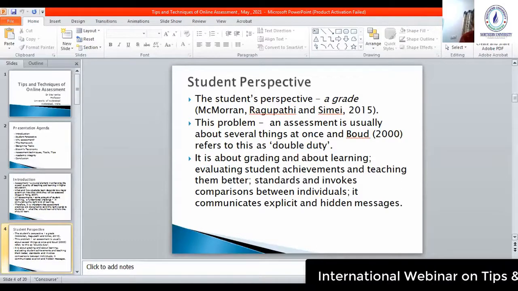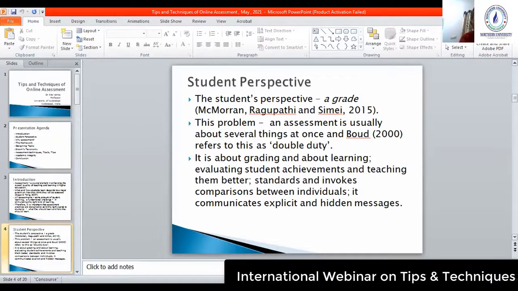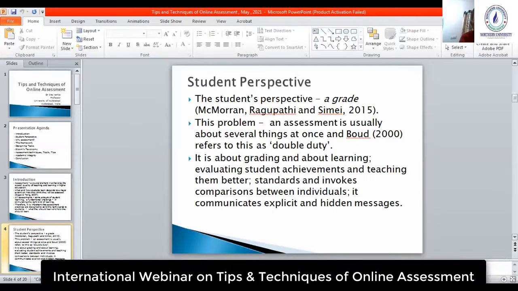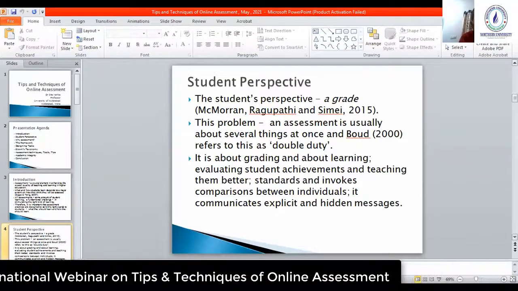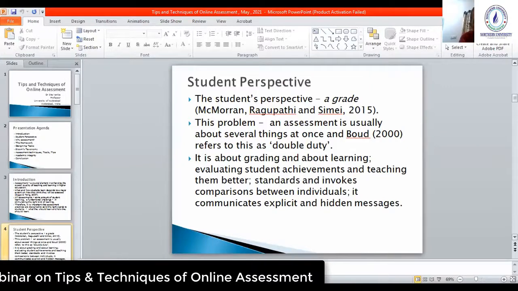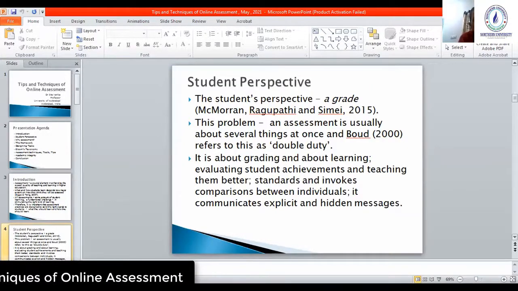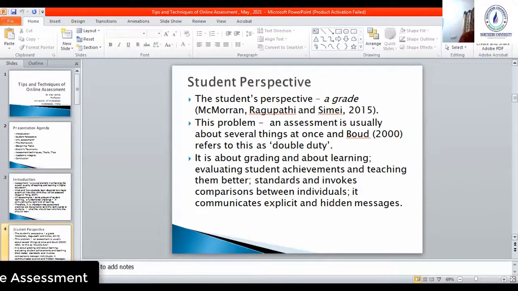So class after class, we expect them to learn newer things through the process they undergo. And on the one side, as teachers, we are evaluating them. On the other side, as teachers, we are also trying to teach them better on their different levels of comprehension, knowledge, and the rest of this.